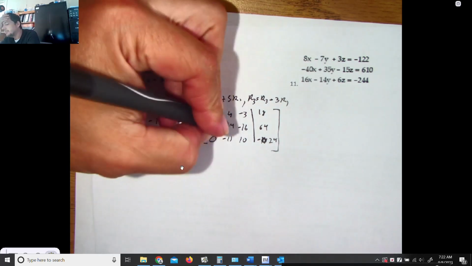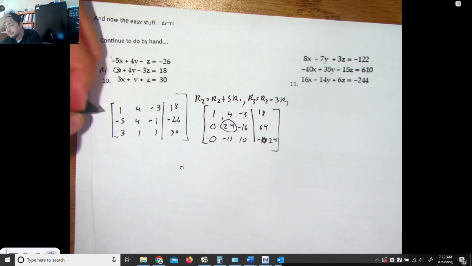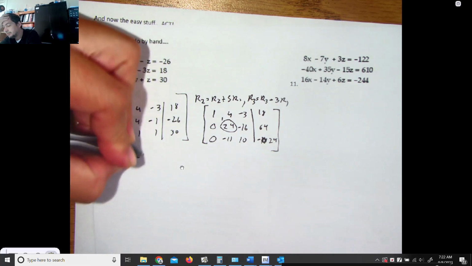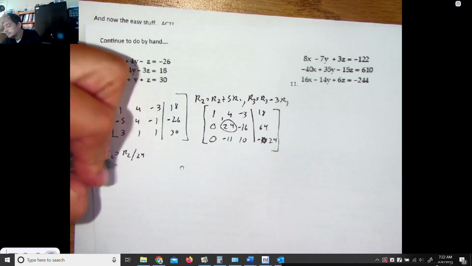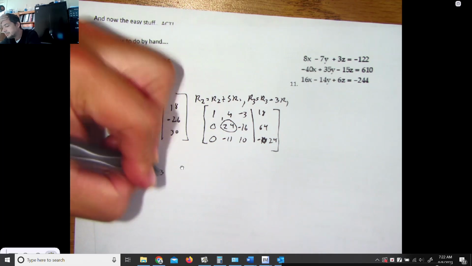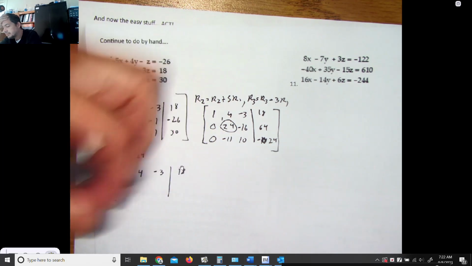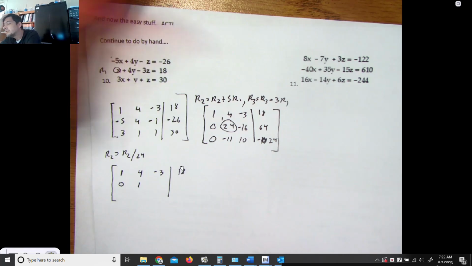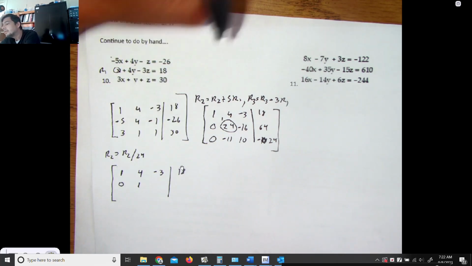This guy is pretty important to me. I want it to be a 1. And the easiest way to make it a 1 is to let row 2 be row 2 divided by 24. And it is going to introduce fractions. These fractions should clear themselves out. This thing is supposed to have nice whole number answers. All right. If you do negative 16 over 24, I'm pretty sure you get negative 2/3.